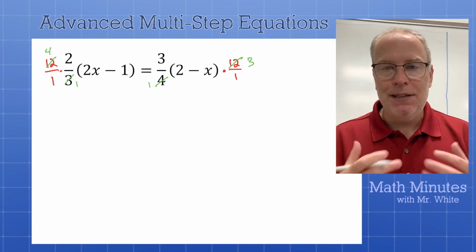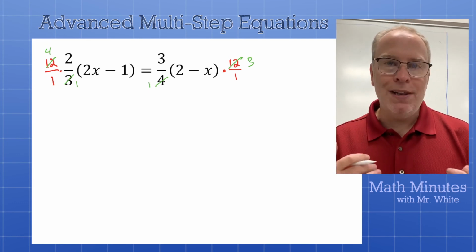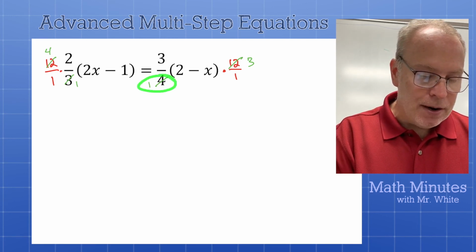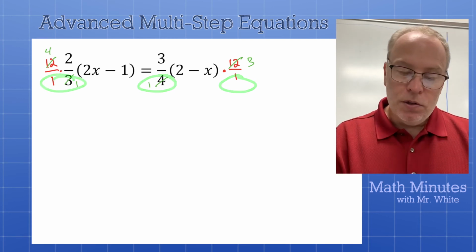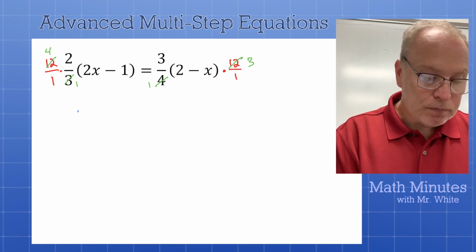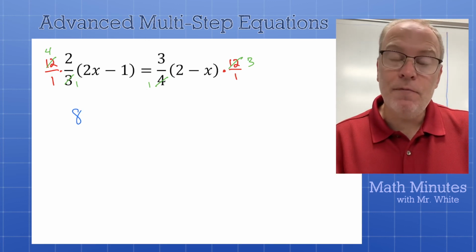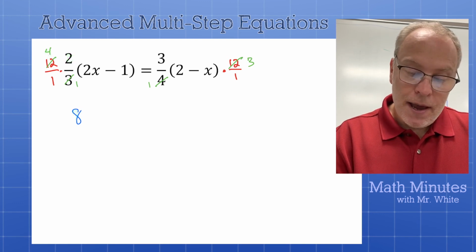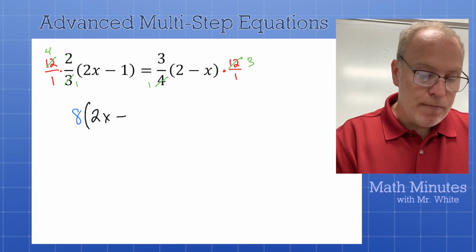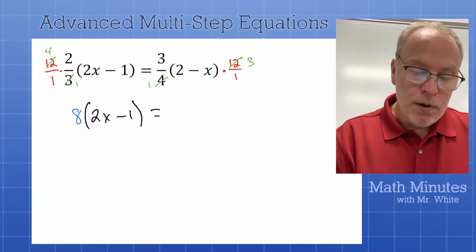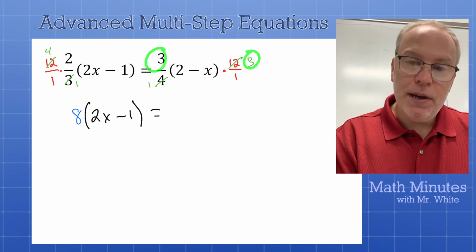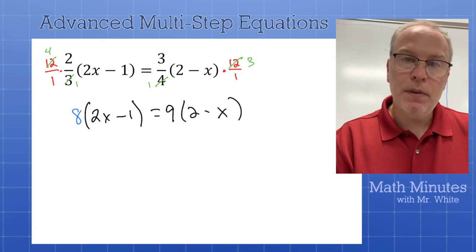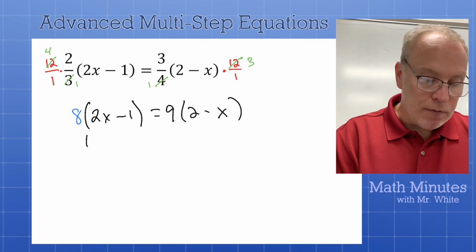Now, because we picked the least common multiple, of course, we're going to have a 1 left behind in the denominator. Notice everything in the denominator is now just a 1. So let's get rid of it. 8, now where did I get 8 from, right? 4 times 2, that's 8. 8 times the quantity, 2x minus 1, equals 3 times 3 is left on the top, so 9, 2 minus x. And then from then out, we just solve it.